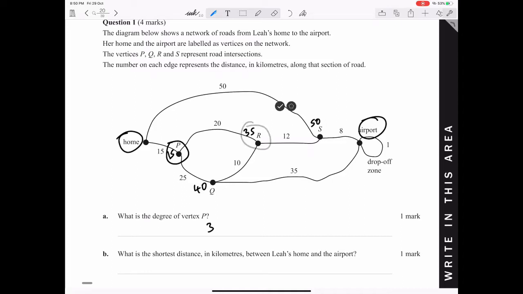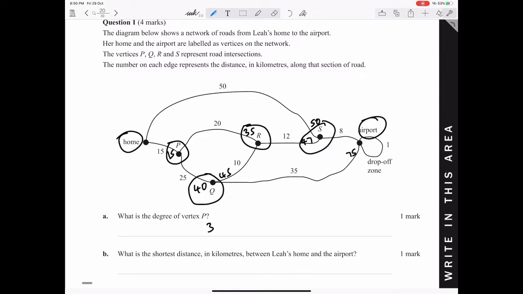So therefore our next smallest number is 35. Then you calculate the distance from that vertex to every other uncircled vertex. So R to S is 47, R to Q is 45, and we can't go back to P because it's a circled vertex. So the next smallest number is 40, so circle 40 in vertex Q, and 40 plus 35 is 75. Next smallest number is 47, so circle vertex S and 47.